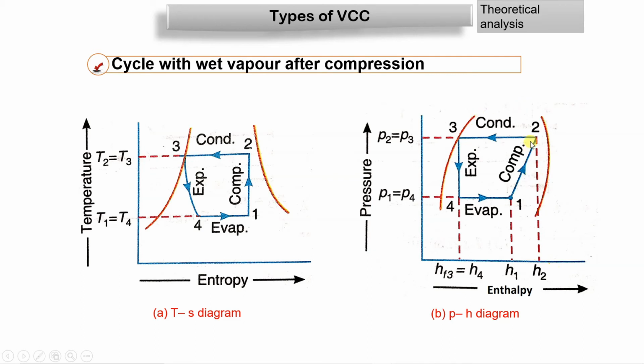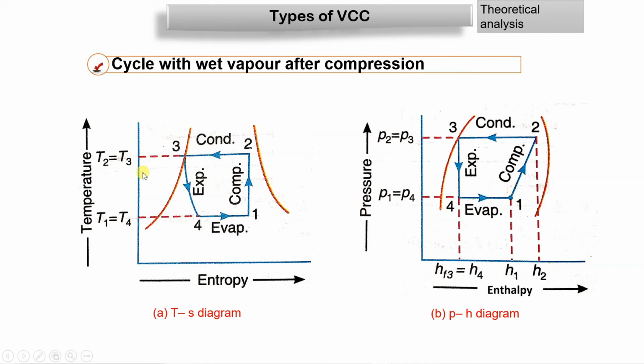So obviously point 1 will also be wet. You can understand that. Okay. Why? Because it is inclined like this. So 1 to 2 is compression and point 2 is what? Wet vapor after compression. Then 2 to 3, at point 3 we have saturated liquid, and then 3 to 4 is isenthalpic and 4 to 1 is constant pressure heat absorption.